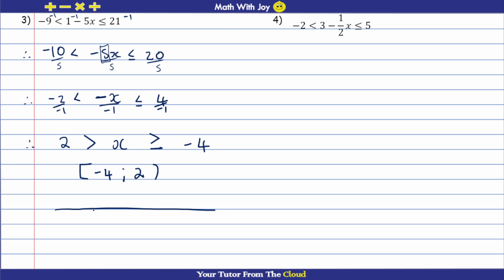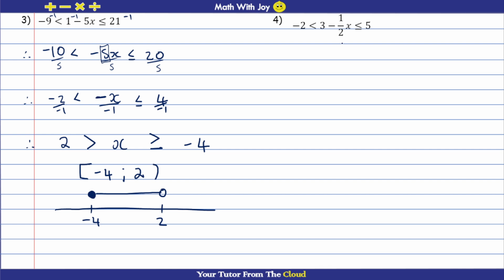And on the number line, you're going to have a -4 somewhere there, a +2 somewhere there. You make a dot for the -4 because it's included, and we make a circle. Then we connect these together. And this region here really is where the inequality exists.